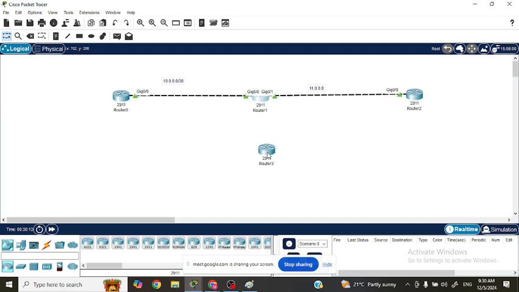Auto summary, timing SRTT, and packet flow of EIGRP are remaining. These 4 points are remaining. Anyone else?